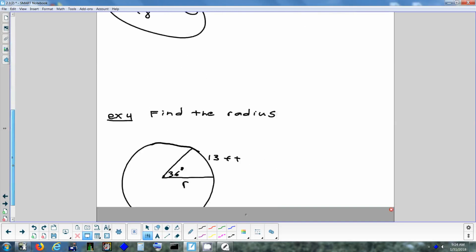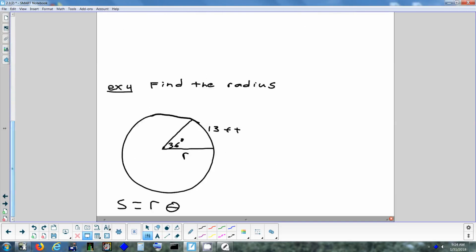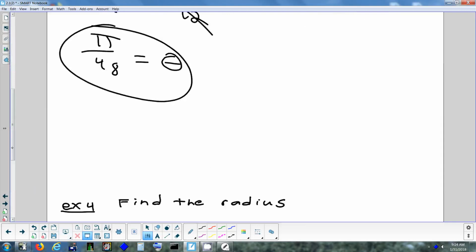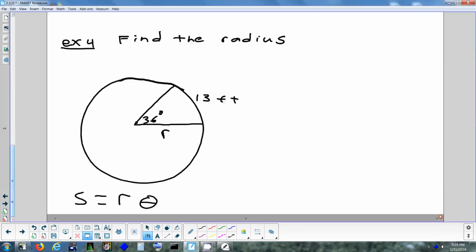Okay, so the last combination you could have for this type is find the radius. So this time they're giving you an arc length. They're giving you an angle. We're going to find r.